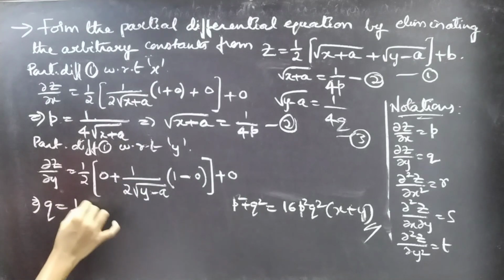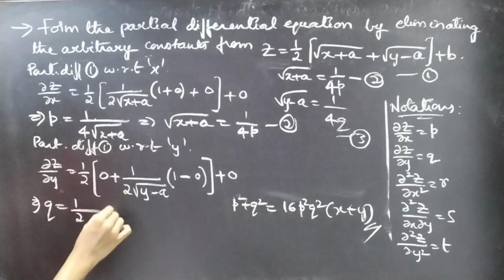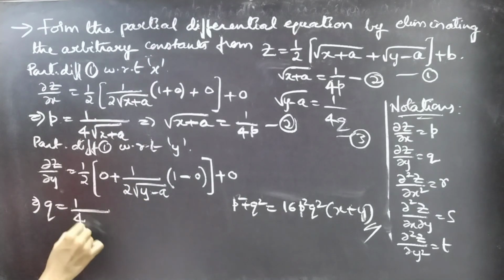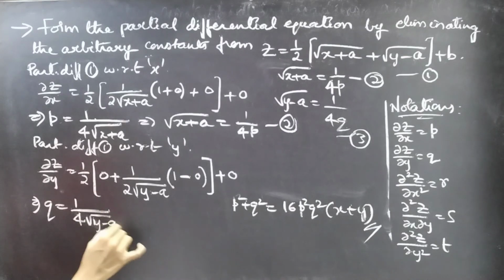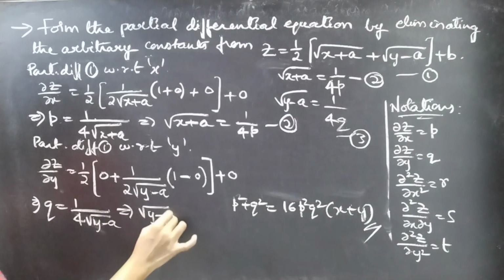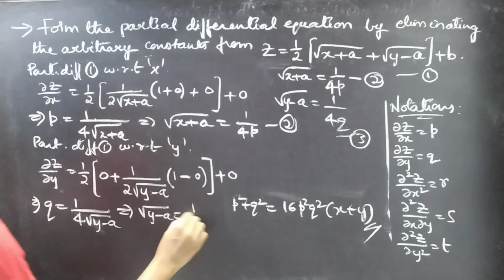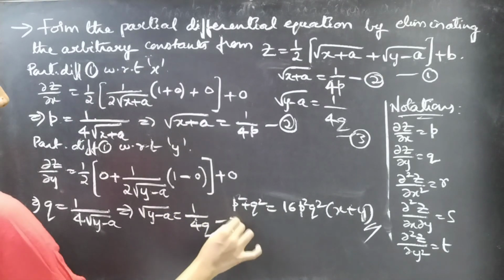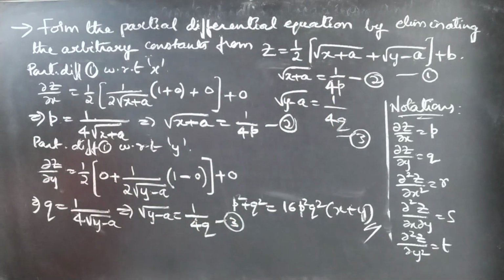equal to 1/2, 2 twos are 4, right? You'll get 1 by 4 into square root of y minus a. From this you'll get square root of y minus a equal to 1 by 4q, which we have considered as equation 3, right?